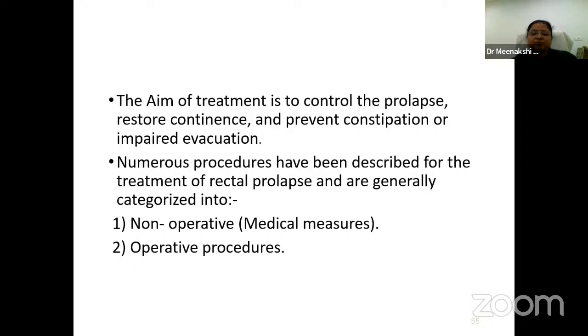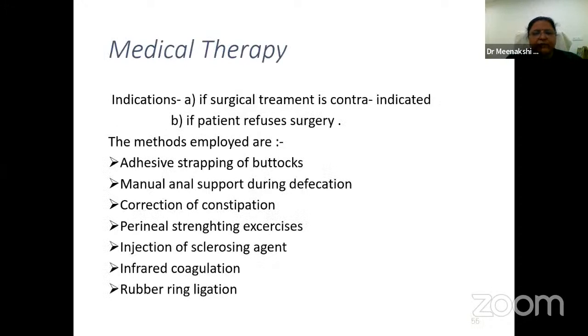And there are so many procedures which are described for this rectal prolapse. I will just give you in brief what are the various procedures. There are basically two modalities of management: non-operative and operative management. But non-operative has not much role in a case of rectal prolapse. But when surgical treatment is contraindicated, or if the patient refuses surgery, then we have to go ahead with the medical management, like adhesive strapping of the buttocks. It is not at all useful, but it is just a temporary measure.